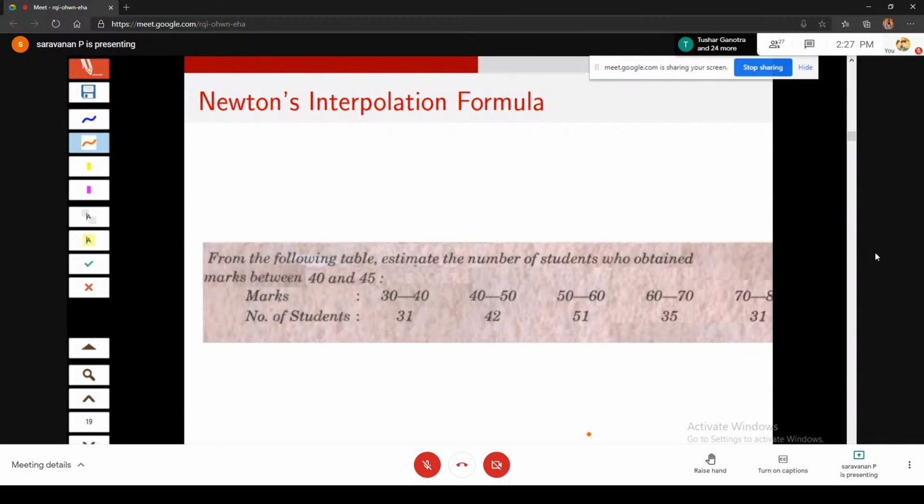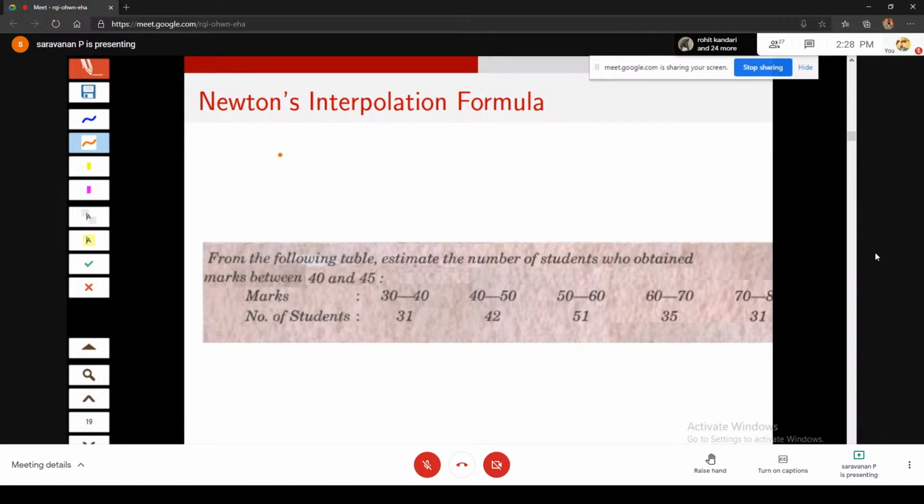Next problem is this. From the following table, estimate the number of students who obtain marks between 40 and 45. Less than 30 they have not given, so we may assume that there are 0 students who got marks between 0 to 30. For 30 to 40, 31 students are there. For 40 to 50, 42 students are there. 51 students have scored marks between 50 to 60, etc.